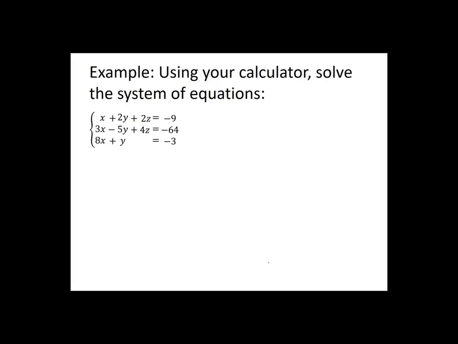In our next example, we're going to use our calculator to solve the system of equations. And we have several that we're going to do. But the first thing we want to do is read off the system and write an augmented matrix.